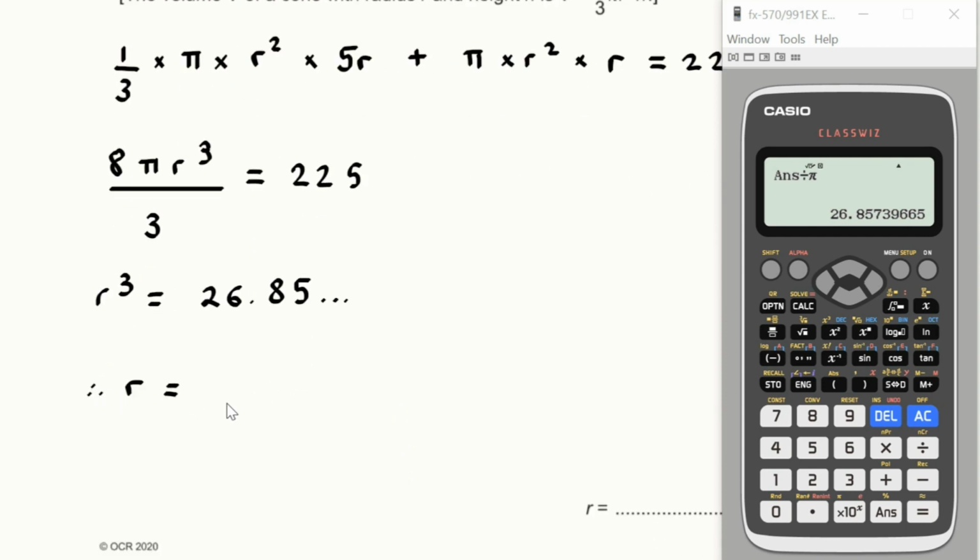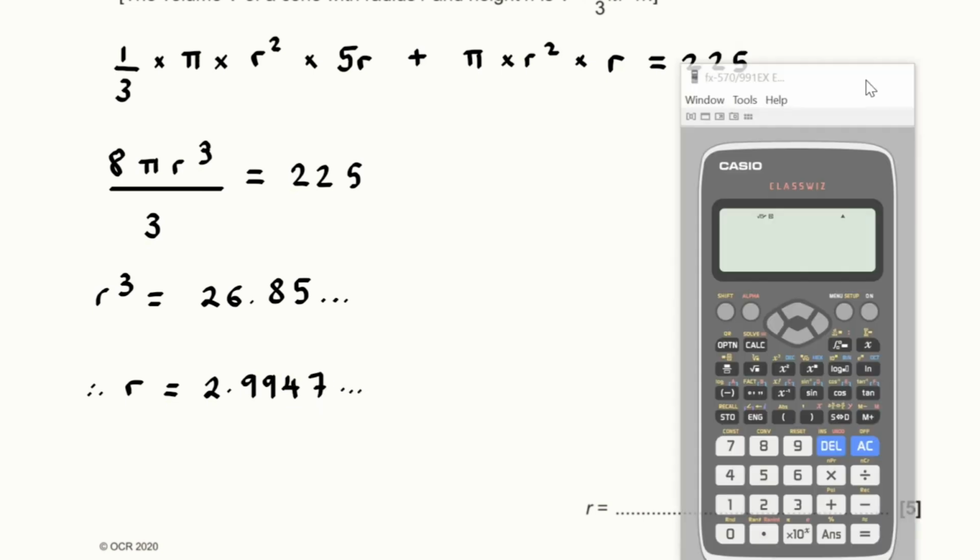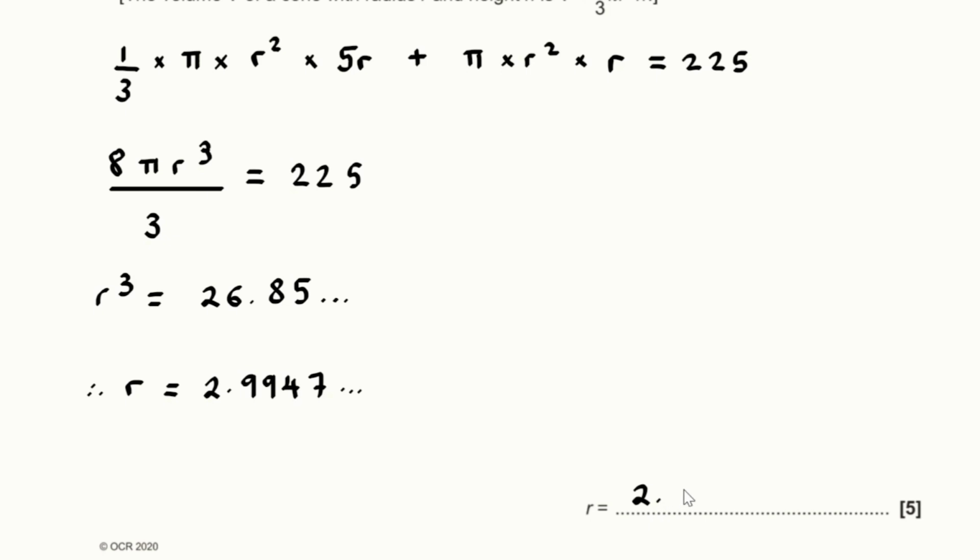So r is equal to cube root of this, which is 2.9947. So I've got 2.99 to 3 significant figures.